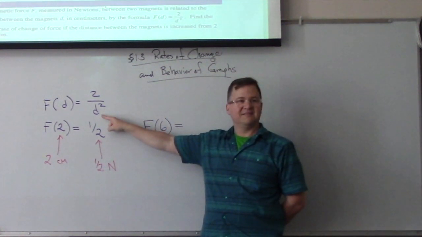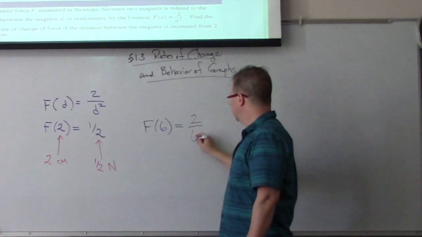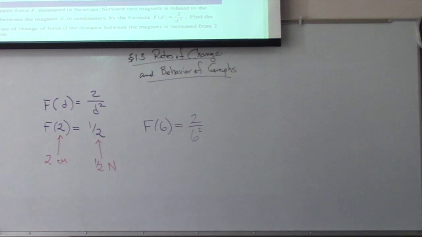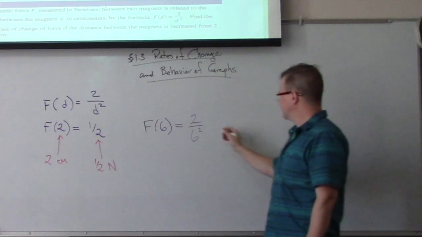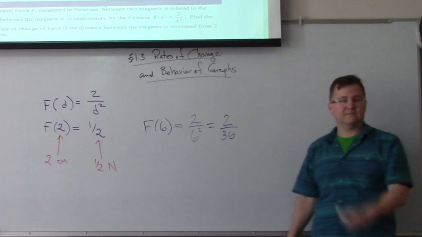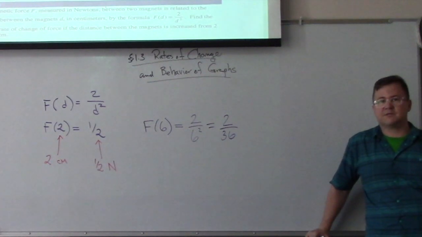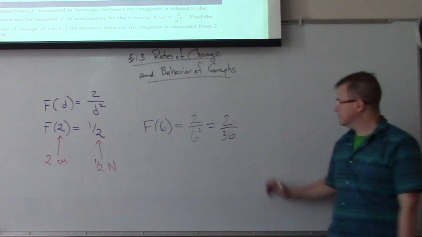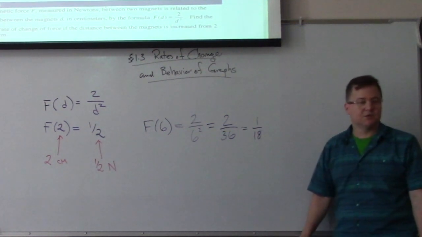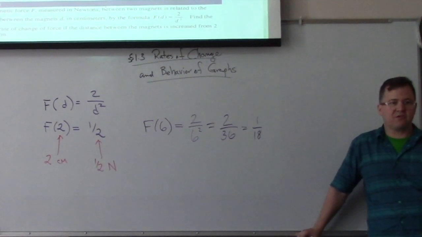Square the input. Since everybody knows that 6 squared is 36, and since everybody knows that 2 and 36 are both divisible by 2, short of turning it into a decimal, that's as good as it's going to get. 1/18 of a Newton.